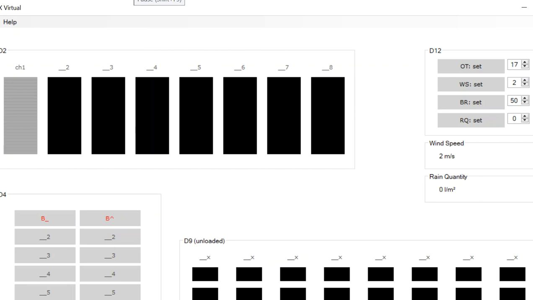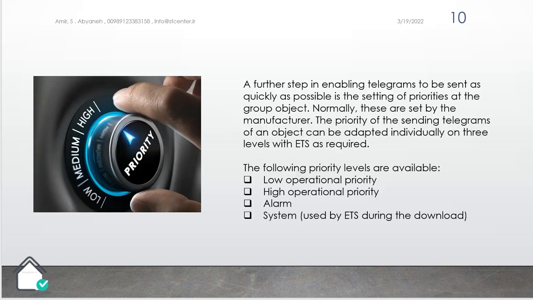Let's continue. The next important concept is the priority of the telegram. Okay, so what is a priority? A further step in enabling telegrams, this packet of data in KNX, to be sent as quickly as possible, is the setting of priorities at the group objects. So we can change the priority in a group object. Normally, these are set by the manufacturer. So normally we do not touch the priority.